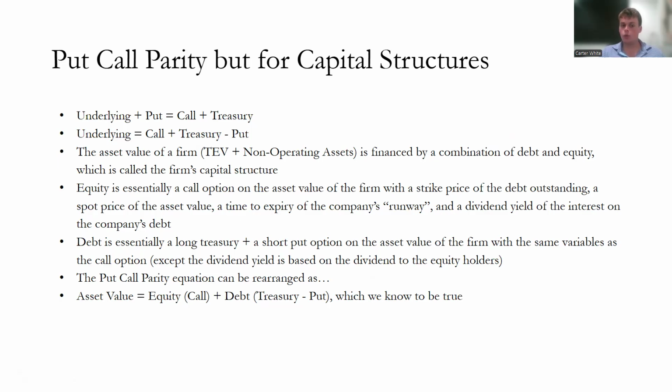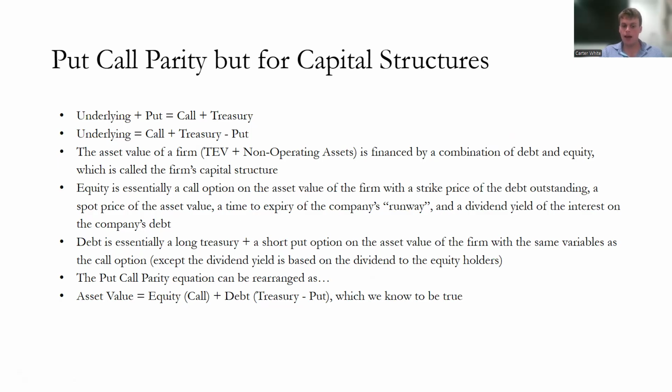In this case, equity is a call option on the asset value of the business. If you just think of equity conceptually, this makes sense. Equity has all of the upside after the debt holders are paid off. That's why equity is called the residual claimant. So you can think of equity as a call option with a strike of the amount of debt, a spot price of the current asset value, and a time to expiry of the company's runway.